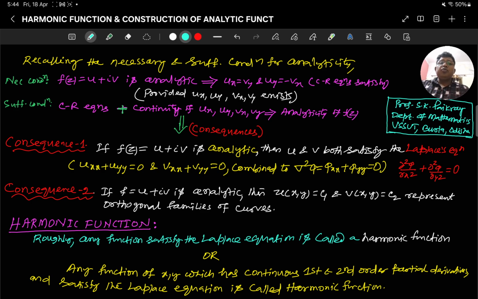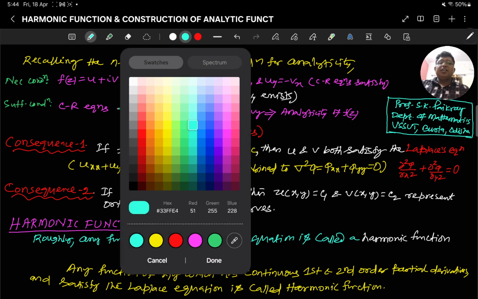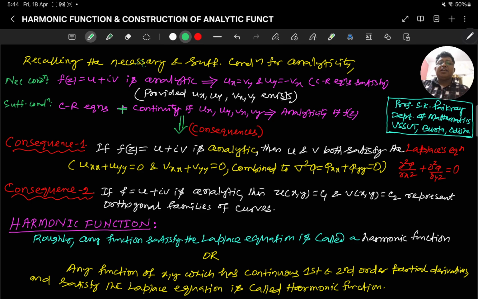Now if you recall the necessary and sufficient condition for analyticity: the necessary condition is, if f is analytic, then the CR equations hold, provided these first order derivatives exist. Sufficient condition: the CR equations together with the continuity of first order partial derivatives imply the analyticity of the function. Now from these conditions we have the following consequences.